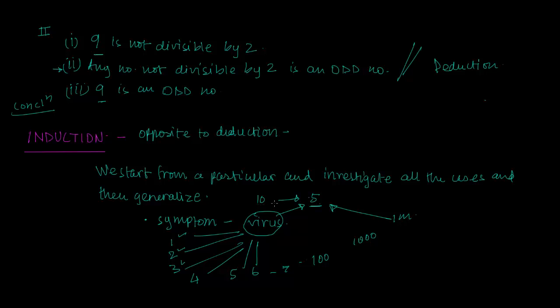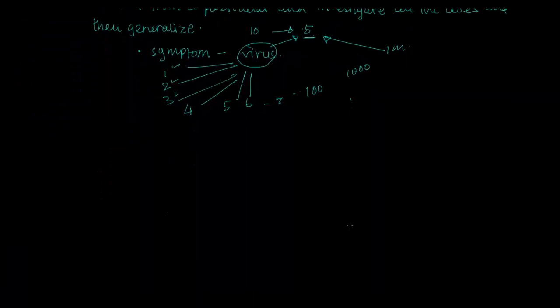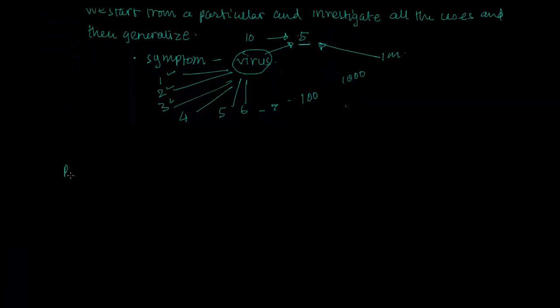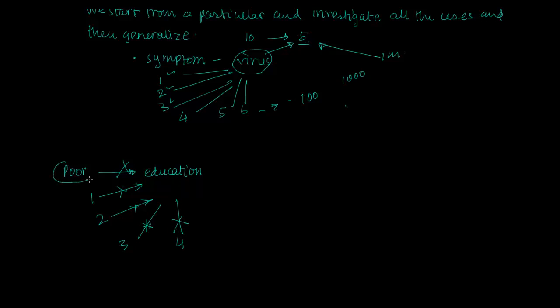Right? So you finally generalized it. Correct? Whenever we do that, in so many studies we do that. We see that if children are poor, their access to education somehow gets blocked. Now you see it for one, blocked. Two, blocked. Three, blocked. Four, blocked.